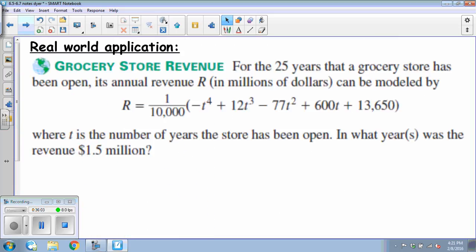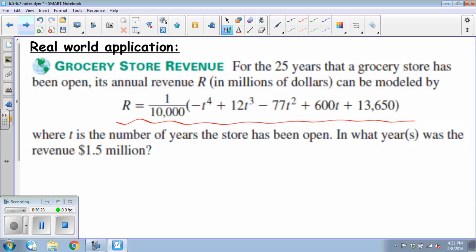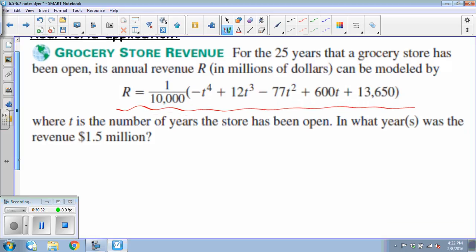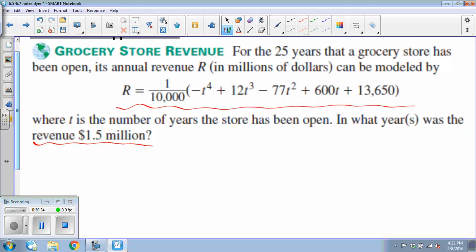Okay, so here's another real-world application that I didn't get to in class. This one says, for the 25 years that a grocery store has been open, its annual revenue, which is represented by R, revenue is the money that it made in a year, R is represented in millions of dollars, can be modeled by this function. So once again, they're giving us the formula, where T is the number of years the store has been open. In what years was the revenue 1.5 million? So revenue 1.5 million, that's this.